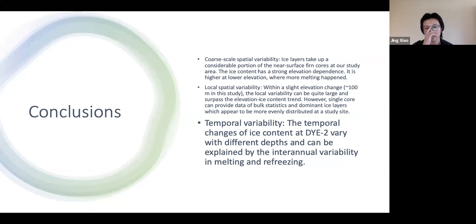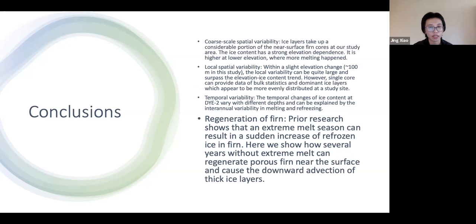Then about the temporal variability. The temporal changes of ice content at DAI2 vary with different depths, and this can be explained by the interannual variability in the melting and refreezing. Finally, about the regeneration of the firn. Prior research shows that an extreme melt season can result in a sudden increase of refrozen ice in firn. But we show that several years without extreme melt can actually regenerate some porous firn near the surface and also cause the downward advection of thick ice layers.